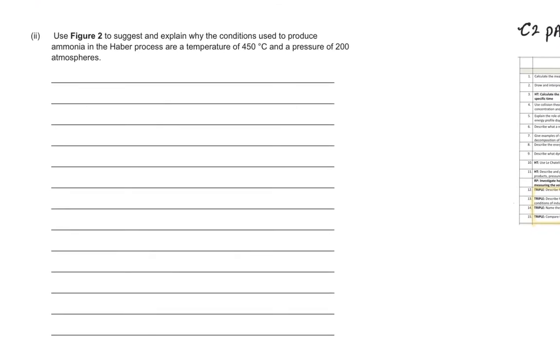And they say, use figure 2 to suggest and explain why the conditions used to produce ammonia in the Haber process are a temperature of 450 degrees and a pressure of 200 atmospheres. So what you need to understand and explain is, why do we use 450 and 200? Why not higher? Why not lower? And particularly try and think about this idea of compromise between yield and rate. Now, it's a 5-mark question, so you will need a good 5 minutes to answer it. I want you to pause the video now and have a go at this question.